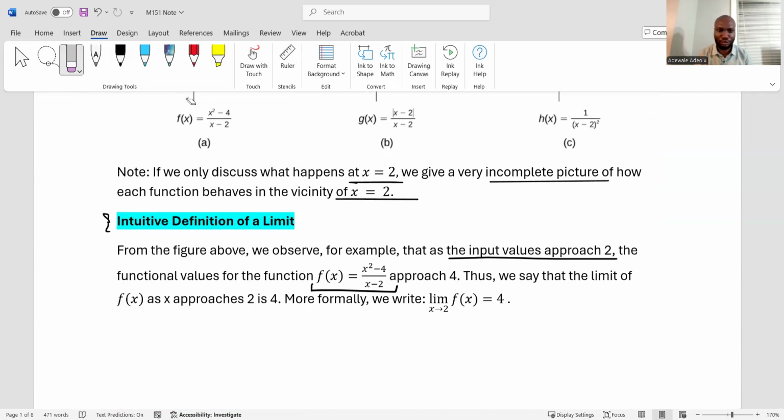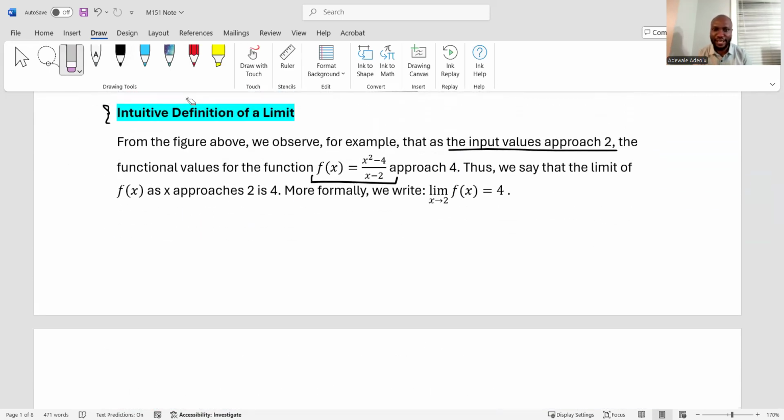So what does that help us to do? We say that the limit of f of x, that is the limit of that function, as the input x approaches 2 is 4. So formally, we can write it as the limit of that function f of x as that x, that is the input, approaches a particular number, in this case 2, we say that limit is 4.